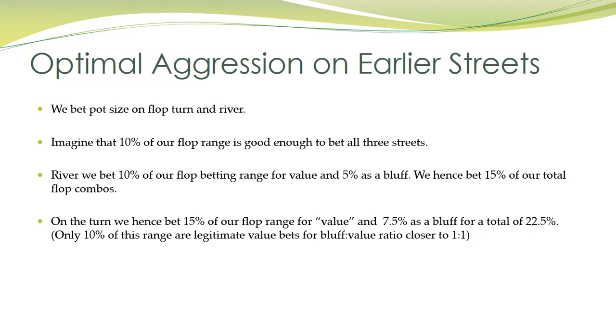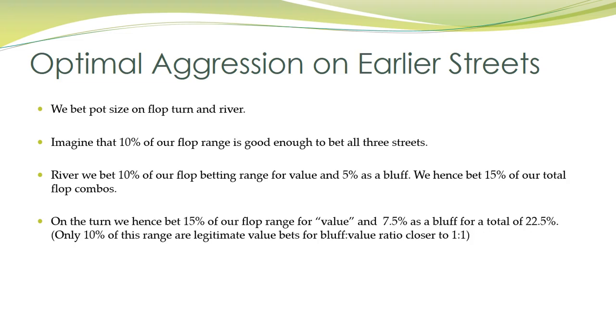So on the turn, we're hence betting 15% of our overall flop range for value. Notice I've used the inverted commas there. We're going to think of this now as a value range, but we really know that actually 5% of that are going to be holdings which are technically bluffs, but we're going to be using them as part of our balanced river betting range. But we're going to think of them all as value hands right now, even though those 5% are really bluffs. So we now have 15% of our overall flop range betting the turn for quote-unquote value.